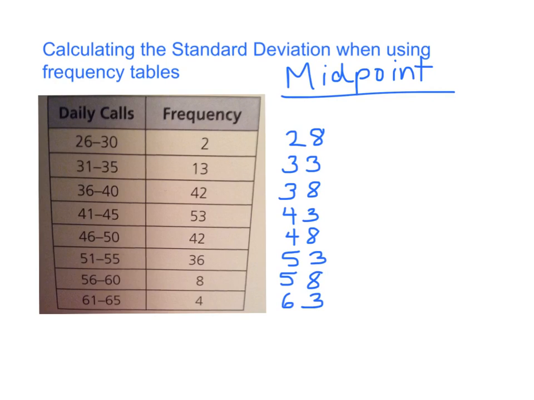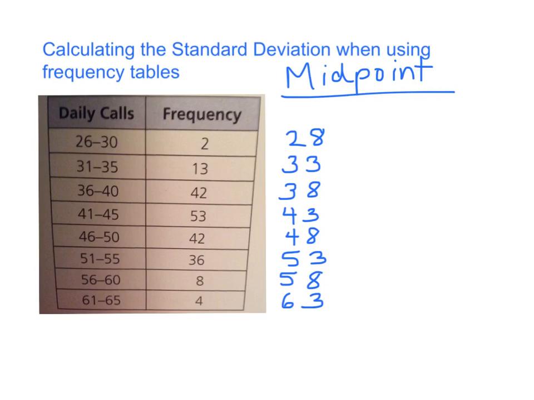Let's have a look at calculating the standard deviation when using frequency tables. For example, here's a chart from the textbook on page 235. It has daily calls and the frequency. So they've given you already in between 26 and 30 calls that happen twice, 31 to 35 calls that happen 13 times, and so on and so forth. So you can see that it's already creating a nice histogram where the numbers go small, big, big, big, and then they get back down small again. If you drew this, it looks like it's going to start to draw a nice normal curve.